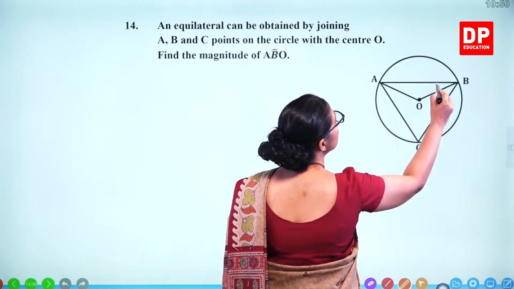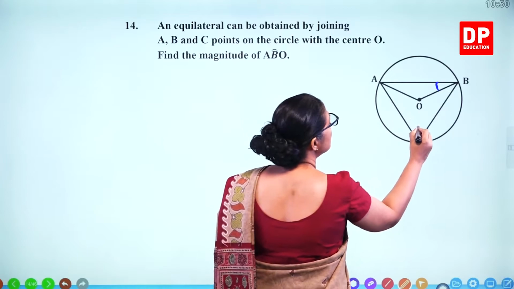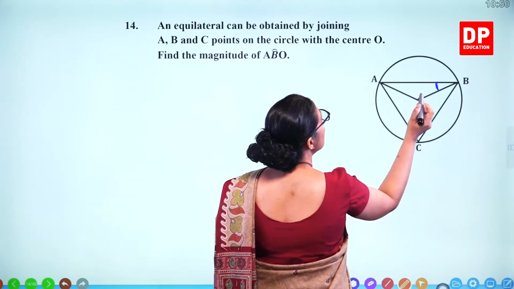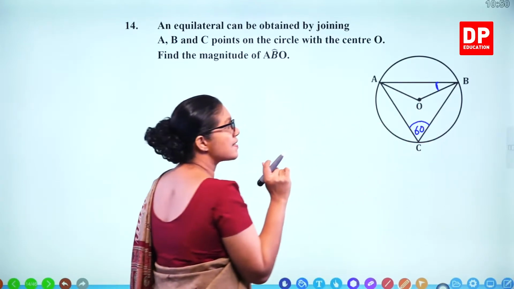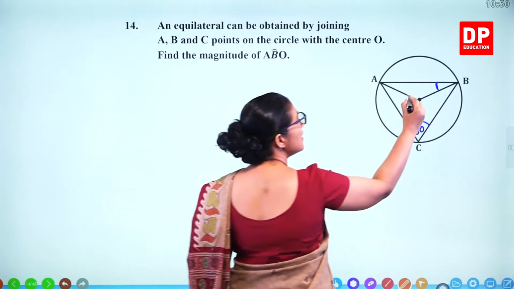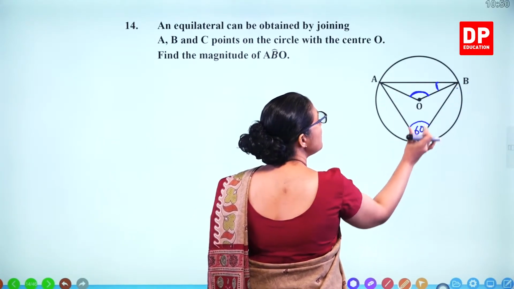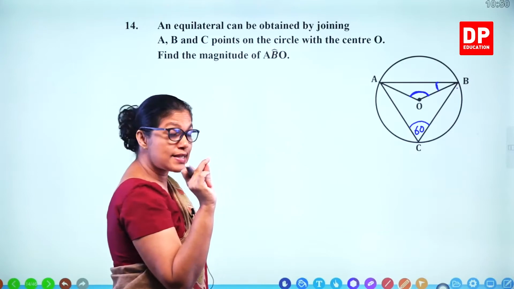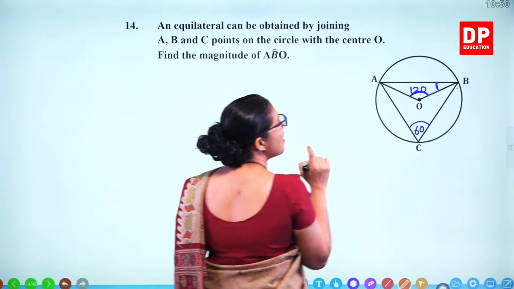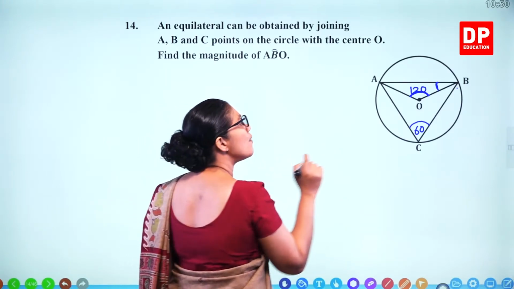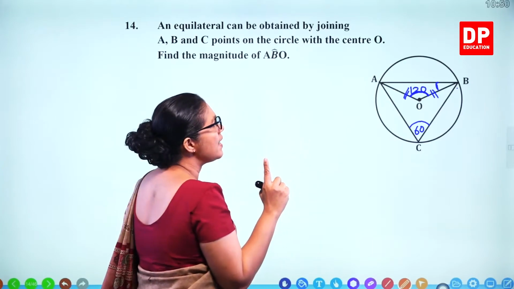ABO, this angle. Now this is an equilateral triangle. This is 60, 60, 60. Now see, if this is 60, what is this angle? This is the angle subtended at the center, and this is the angle subtended on the circumference. So this should be double that. 60 times 2, 120. And we know this length is equal to this length because those are radii.